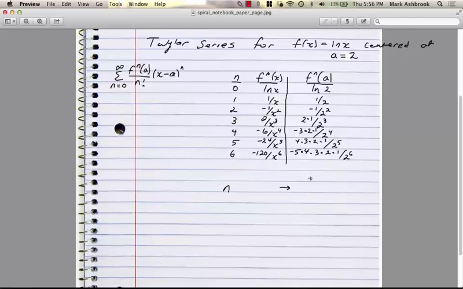So the nth derivative. What I'm trying to show you is you can get a general formula for the nth derivative. What would it be? So when n equals 6, what do you have? Well, first of all, you're alternating, right? It's alternating. So -1 to the, is it n?